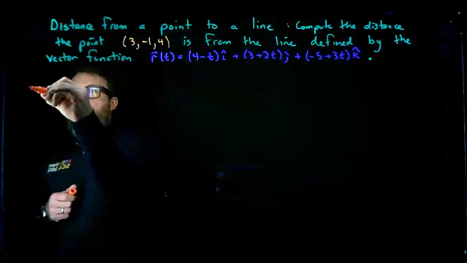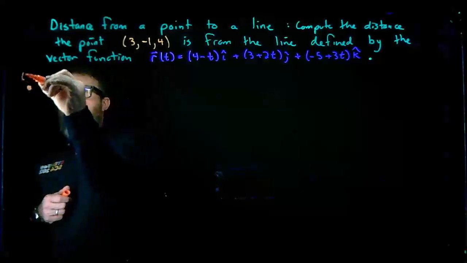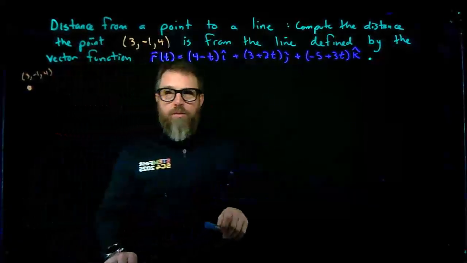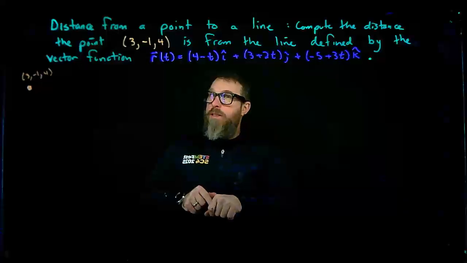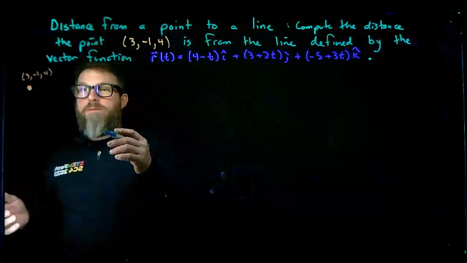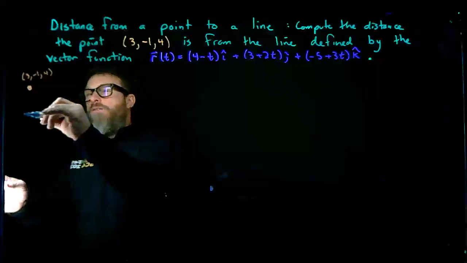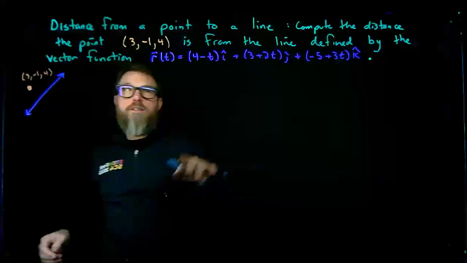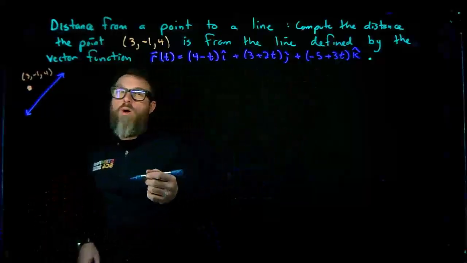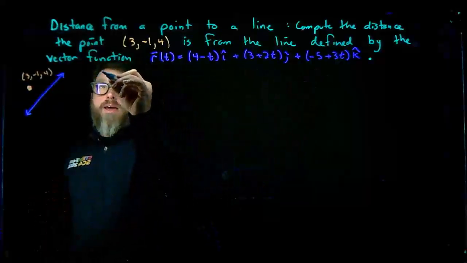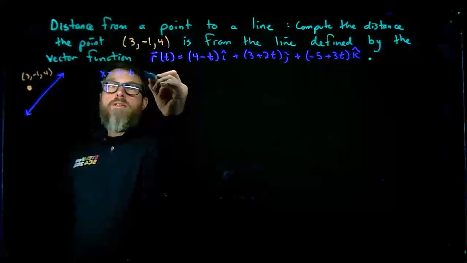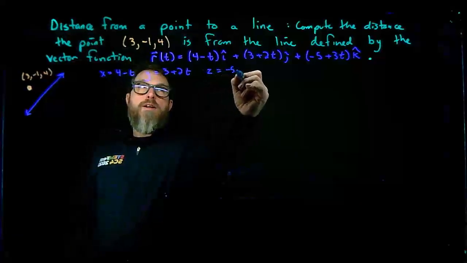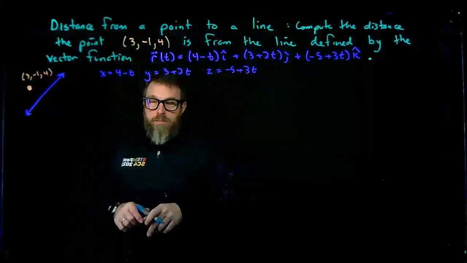What I have is a point somewhere out in space, and this is going to be that point (3, -1, 4). And then out from that point, sometimes they do land through it, but not in this case, we're going to have a line right here. Now, this line is defined by this vector valued function, but we also know that we can define it parametrically by x = 4 - t, y = 3 + 2t, and z = -5 + 3t. So they mean exactly the same thing.